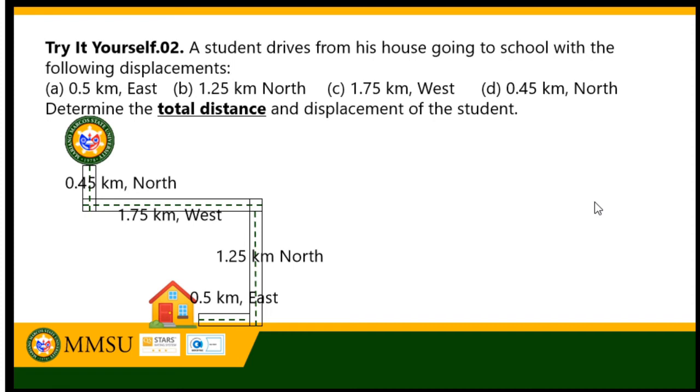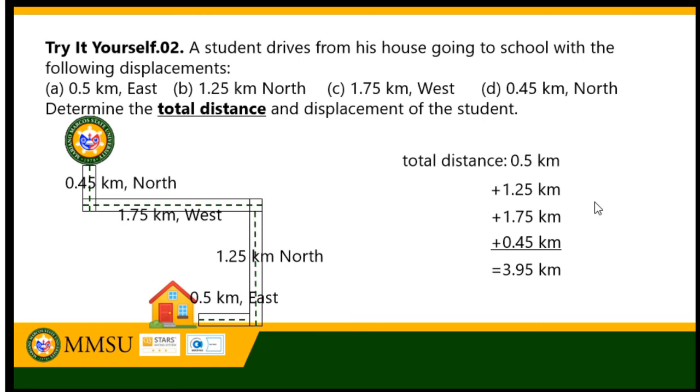For the total distance, we just add the magnitude of each movement. That is 0.5 kilometers plus 1.25 kilometers plus 1.75 kilometers, and lastly 0.45 kilometers, which has a total of 3.95 kilometers. So for total distance, the direction of each movement was not considered.